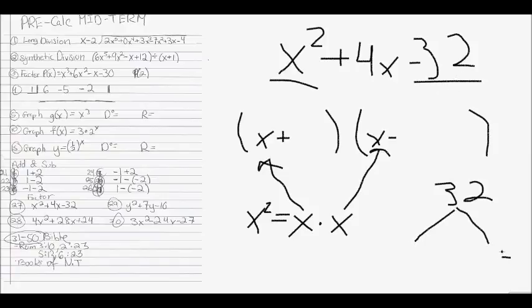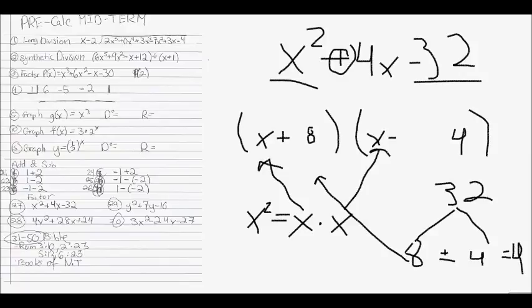Now we look at the last number, which is 32. What two factors of 32, when added or subtracted, will give you 4? Well, 8 times 4 is 32, and 8 plus 4 is 12, so that's not it, but 8 minus 4 does give us 4. So this number is a positive, so we'll put the larger number where it's positive. So I'll put the 8 here next to this plus, and I'll put the 4 over here. Alright, so that takes care of that.